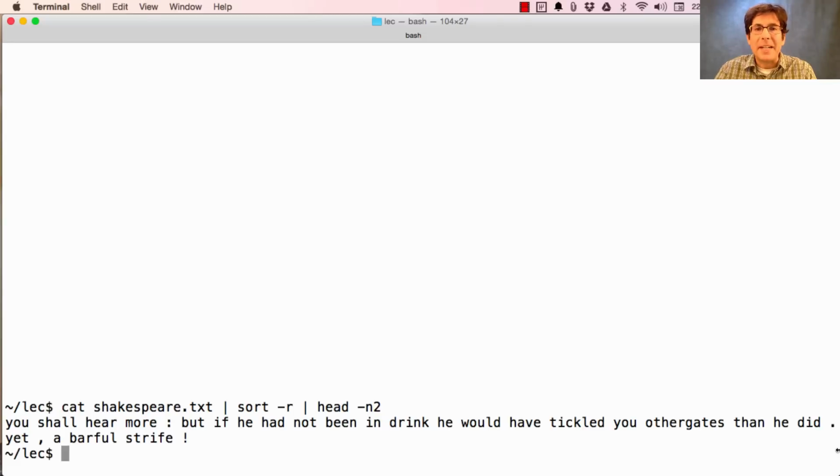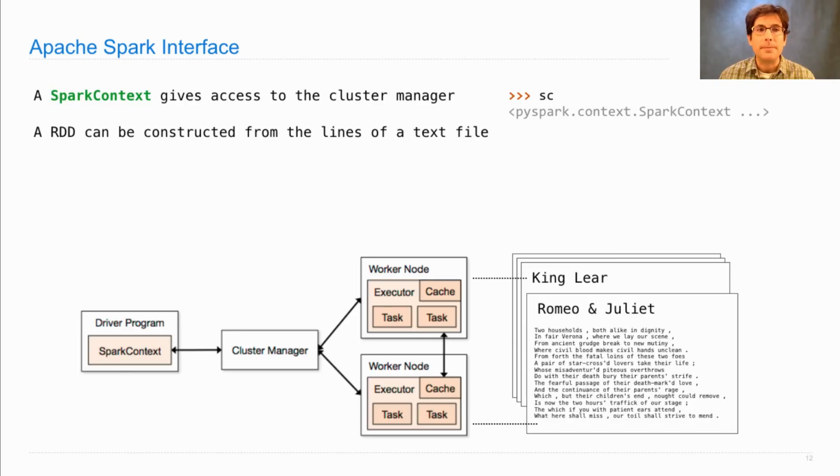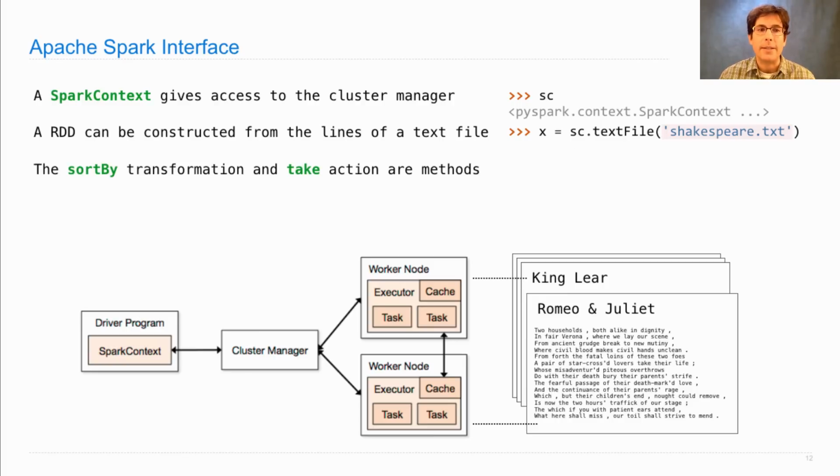Now let's learn a little bit of Apache Spark in order to perform the same processing. Within the Python program that defines the driver, there's something called a Spark context, which is used to distribute data to workers and also to define processing. An RDD can be constructed from the lines of a text file by just saying that I want the text file, Shakespeare.txt, to be distributed to all the nodes in the cluster. X is now a name for an RDD, which is a representation of the entire dataset.